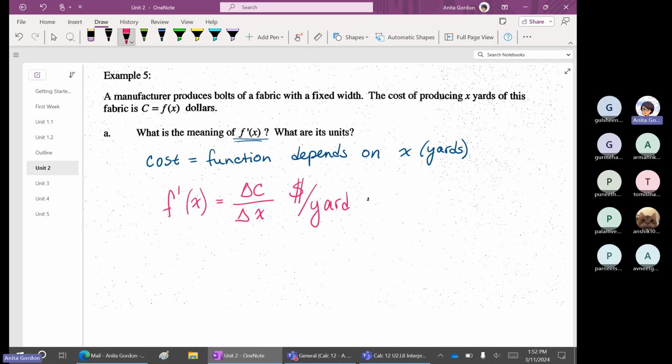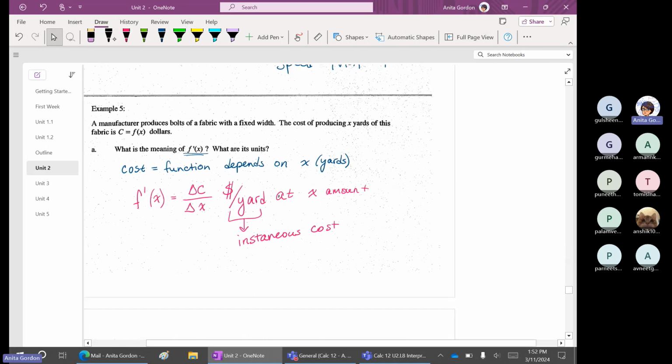However, we are not told that this is a linear function. So f of x will be the cost of yards at x amount. This will give you the instantaneous cost, because we don't know that this is a linear function. It could fluctuate. If it was a linear function, then the cost of production would look like this. But we don't know that.